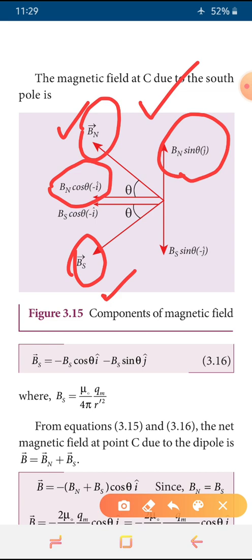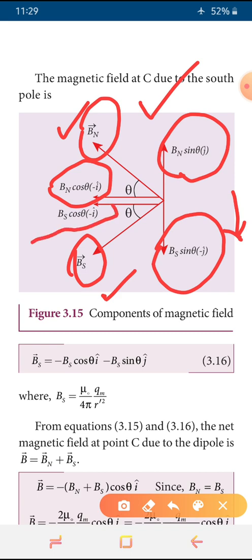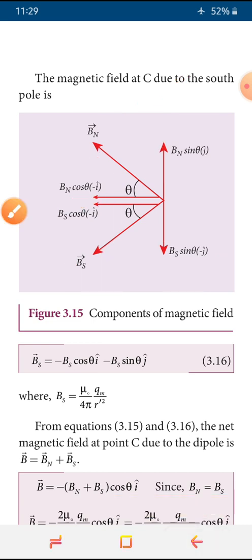Then the Bs vector is resolved into two components. Bs sin theta minus j cap, because it is opposite to the y axis or y dash axis. Here it is opposite to the x axis, or we can say the x dash axis, that is Bs cos theta minus i cap. So when you are clear about all these three diagrams, then the derivations are nothing. And this is a most important question. Understand and study, and you can easily score full marks in this derivation.